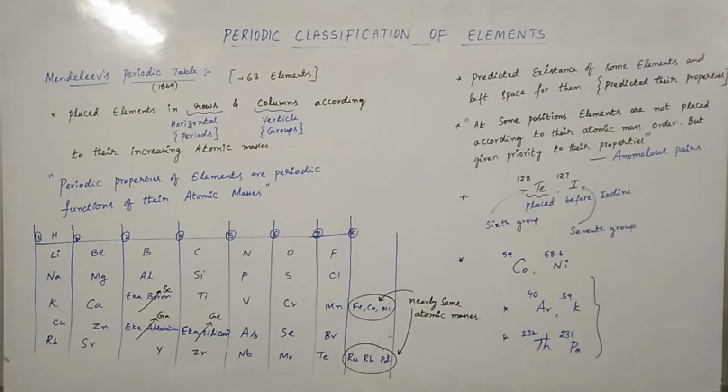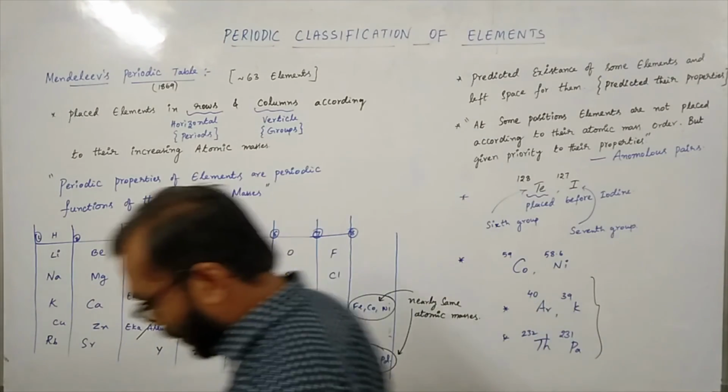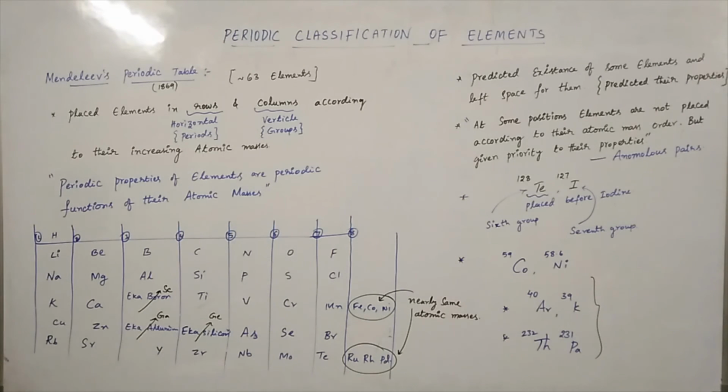He made some corrections to the atomic masses of a few elements. Particularly, yesterday we discussed platinum and gold. The atomic mass of platinum was corrected and it was placed before gold.